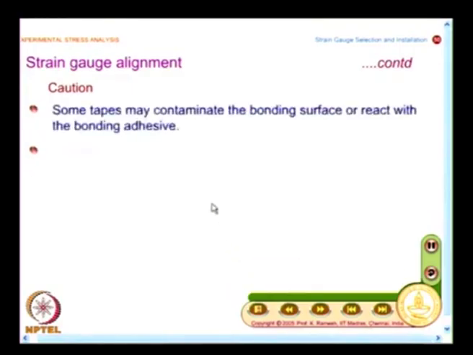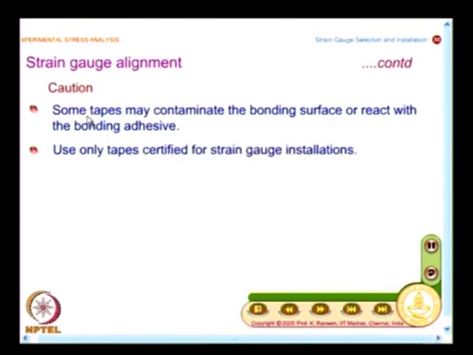As I mentioned earlier, the caution is also mentioned. Some tapes may contaminate the bonding surface or react with the bonding adhesive, and you need to use only tapes certified for strain gauge installations. So, do not go with TV advertisements, so many easy tapes have come. You have to be very careful whether it is recommended by the strain gauge manufacturer, that is the focus.